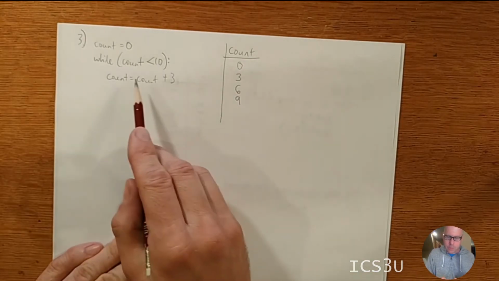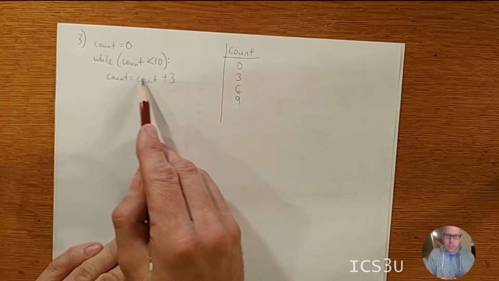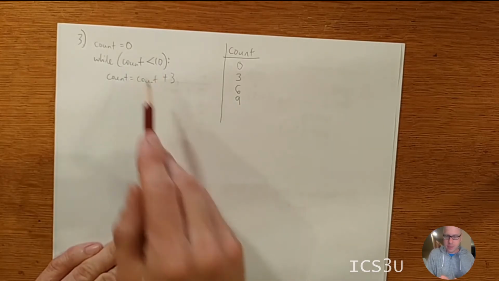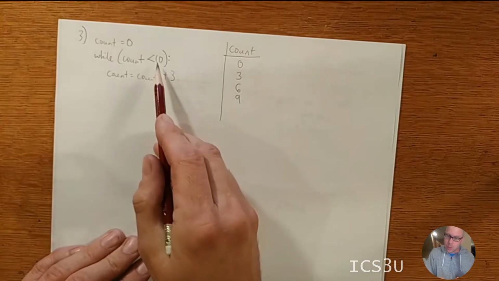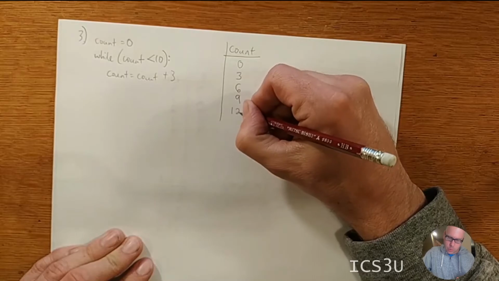Okay, so now it's 9. It's going to loop back around. While count is less than 10, it's going to increase the value by 3. Is 9 less than 10? Yes. So it does go through again. 9 plus 3 is 12. So it does reach 12.